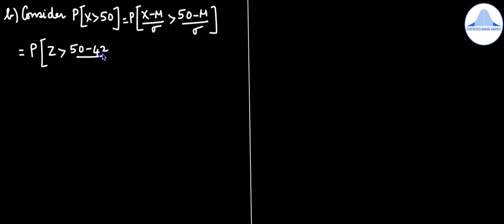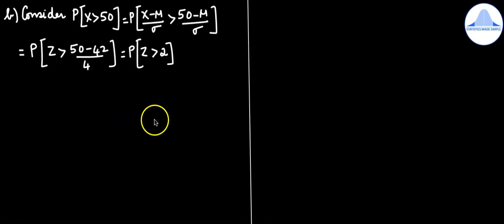Then write the sign greater than. Then write the number 50, again subtract mu and divide by sigma. So this is equal to probability of (x minus mu) by sigma, which is z, is greater than 50 minus, substitute for mu, which is given in the problem as 42, and the sigma value is 4. So on simplification, you will get probability of z is greater than 2.